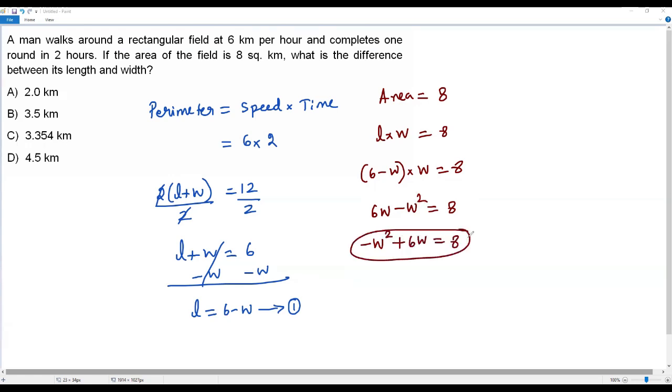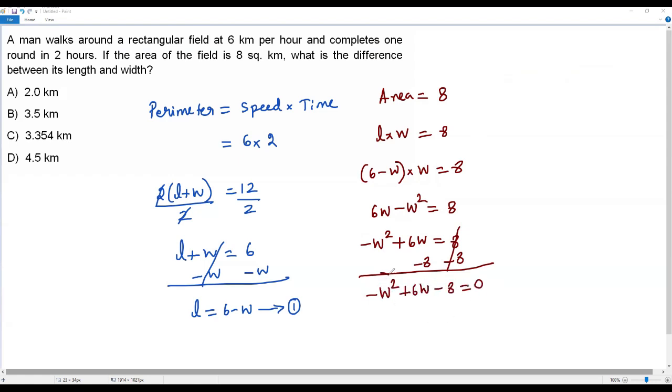So now we have a quadratic equation in the variable W. Usually to solve a quadratic equation, we write it in standard form, that is ax² + bx + c equals 0. That means we must have everything on the left side and 0 on the right side. But here the right side is not 0, it's 8. So let's subtract 8 from both sides. The positive 8 and negative 8 cancel. I'm getting negative W squared + 6W − 8 equals 0.